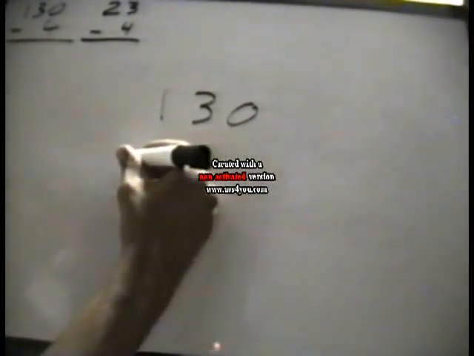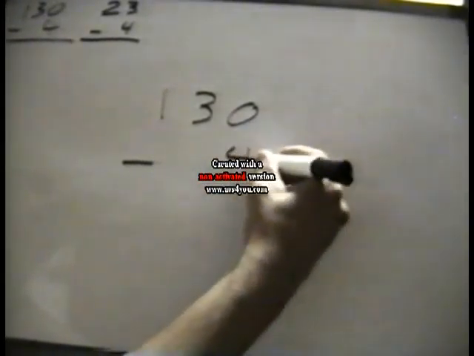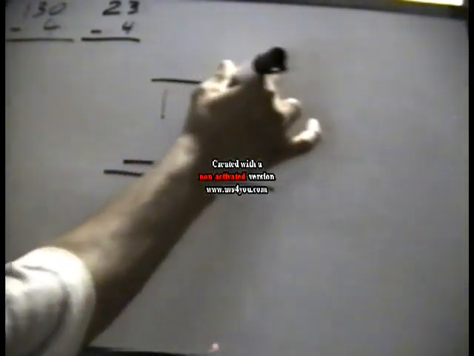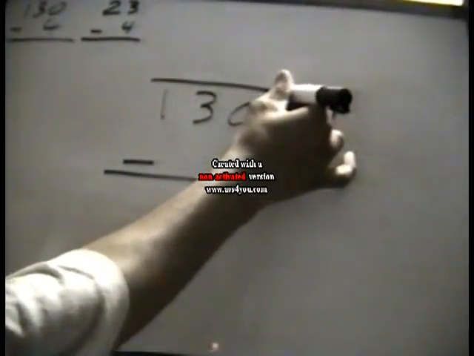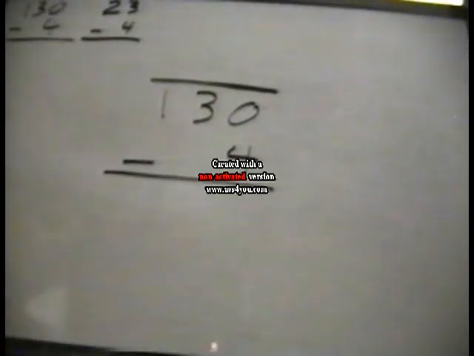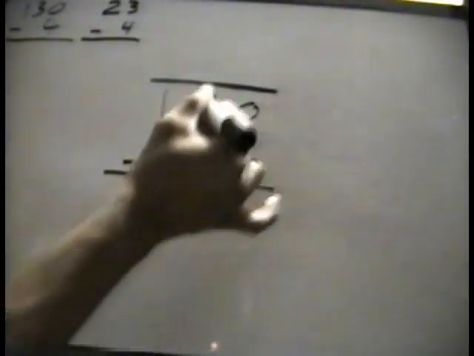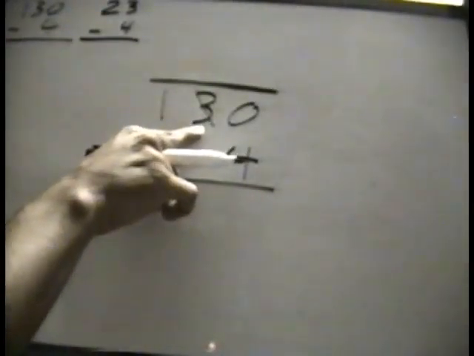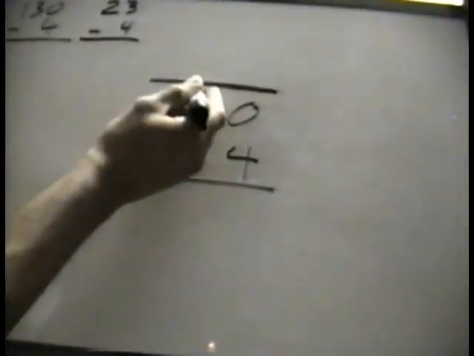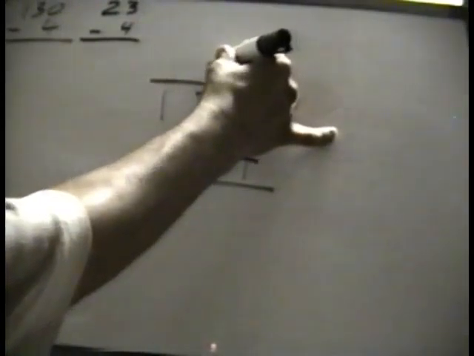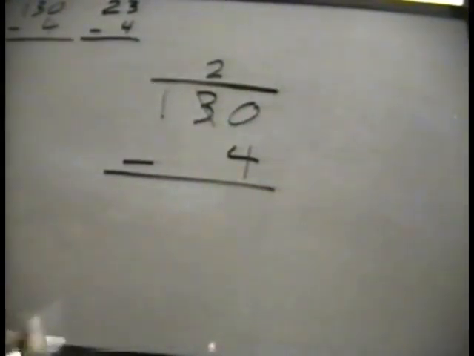We're going to do 130 minus 4. Now we're going to subtract 4 from 0. But we can't, because 0 is smaller than 4. So we must borrow from the tens place. Now how we borrow, we X the number out.